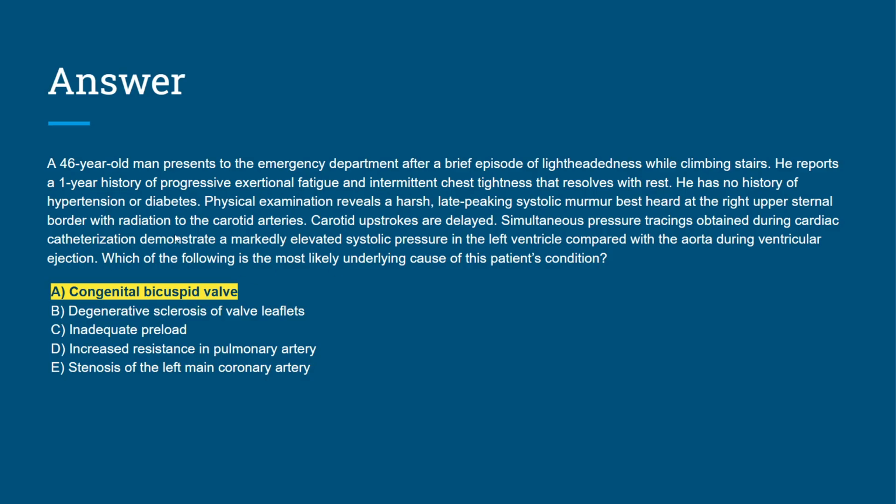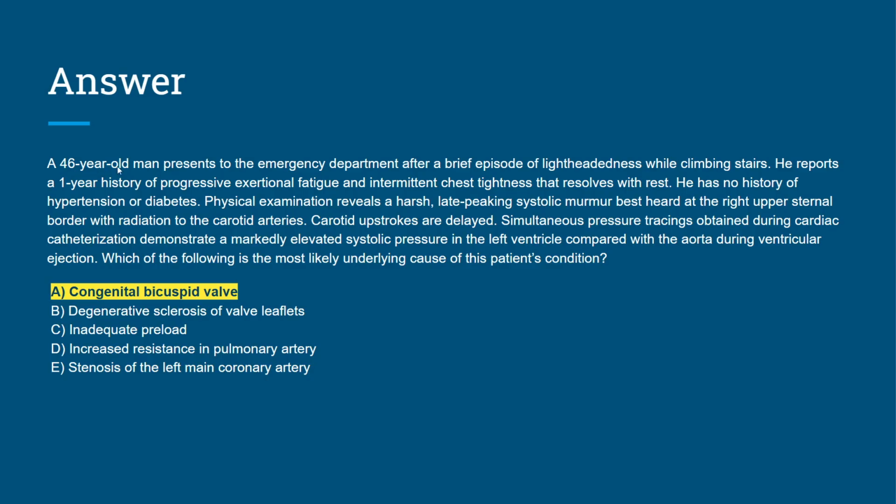So let's read it together. Which of the following is the most likely underlying cause of this patient's condition? A 46-year-old man presents to the emergency department after a brief episode of lightheadedness while climbing stairs. He reports a 1-year history of progressive exertional fatigue and intermittent chest tightness that resolves with rest. Okay, so we already have the chest tightness and fatigue, and we also have the lightheadedness. So SAD, right? He has no history of hypertension or diabetes.